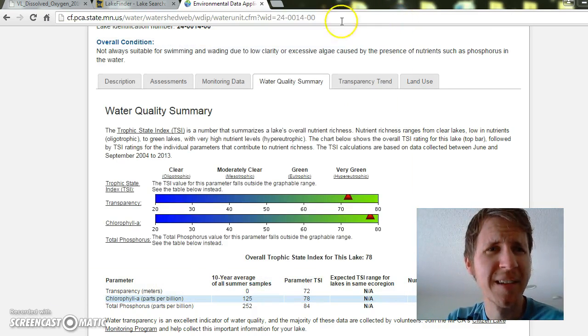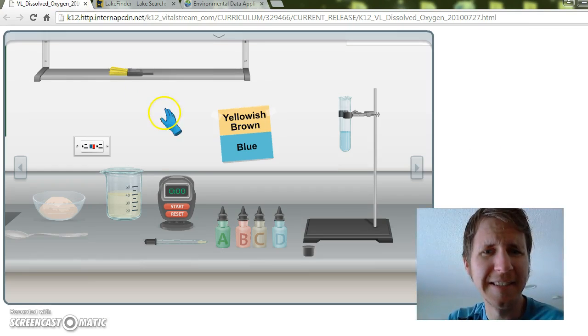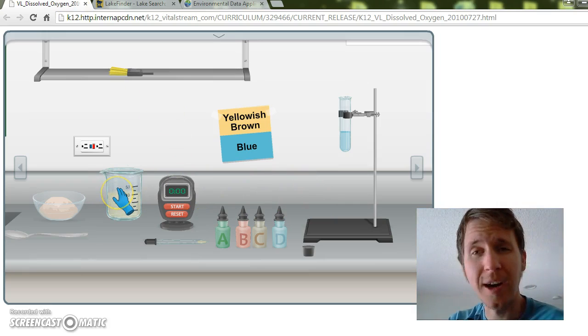But other than that, the goal of this lab was basically just to see how dissolved oxygen is affected by microorganisms in the water, and how we could make a controlled, scalable experiment in order to actually do that.